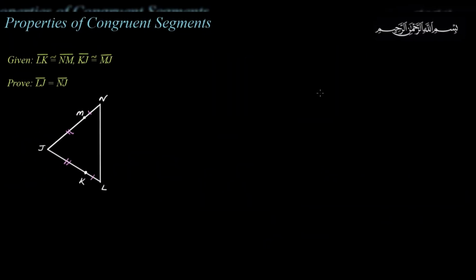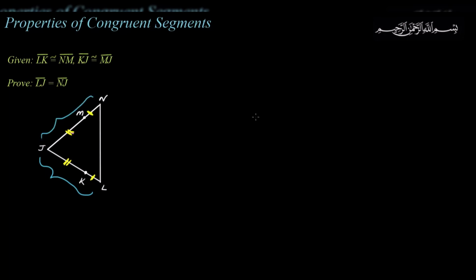So here's another question. LK is congruent to NM. So LK, that's this little segment, is congruent to NM over here, that little segment. That's the first bit of information that we're given. And then we're given KJ, that's this segment, is congruent to MJ. Those two are congruent. And then we are asked to prove that LJ, which is this over here, is congruent to NJ over here.